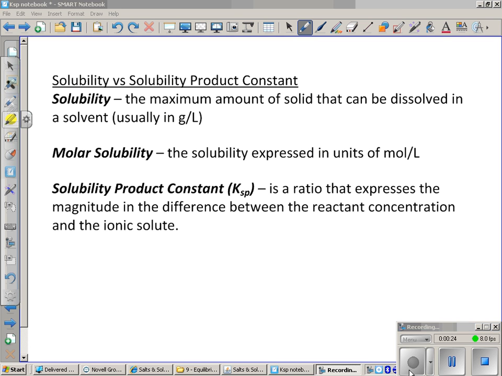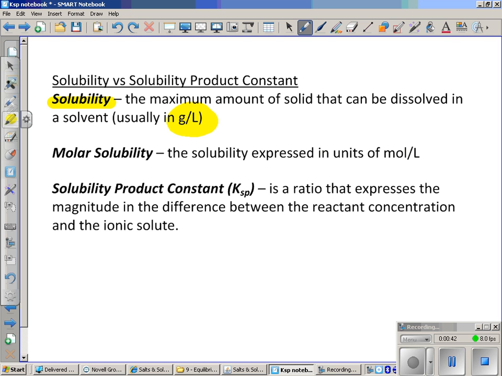So the first term we have here is the term solubility. Solubility is referring to the maximum amount of solid that can be dissolved in a solvent. We've talked about solubility before, and solubility is usually in the unit of grams per liter. Grams per liter is usually the unit.